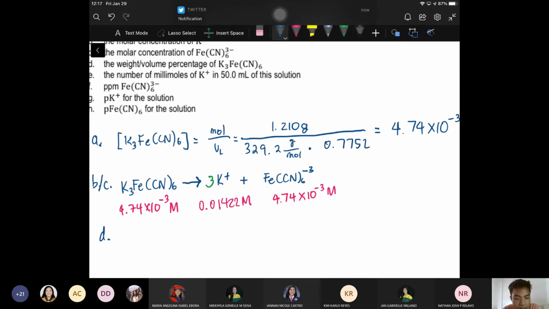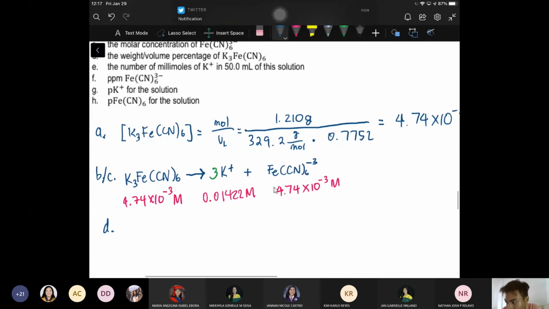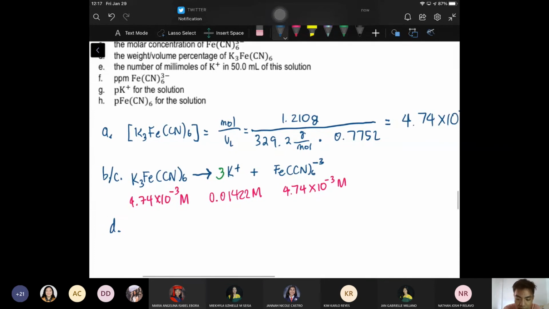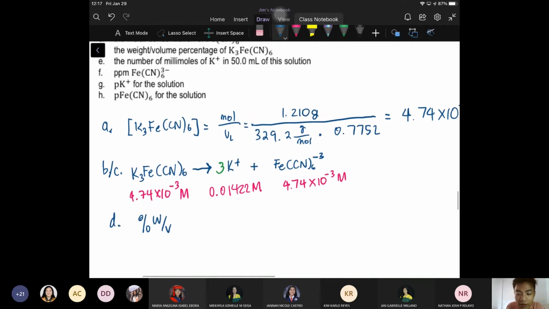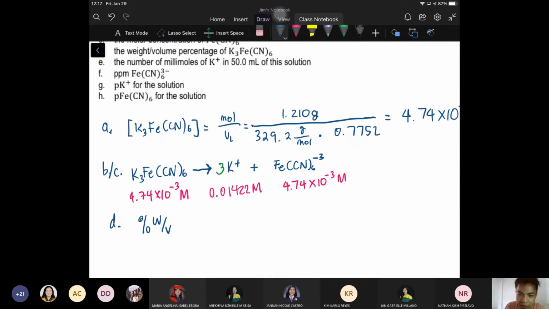Okay? Proceed tayo. Letter D. Weight per volume percentage. So, sir, ano yan? Weight per volume. Wala naman yan last time. Oo nga, wala yan last time. Rare, rare unit of concentration to.